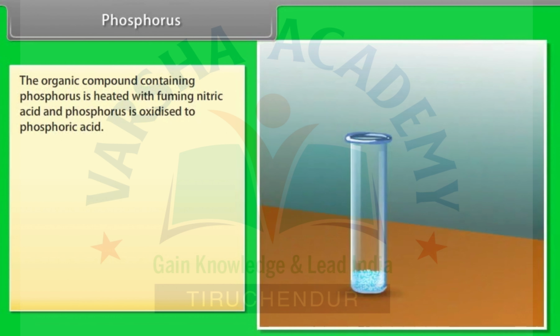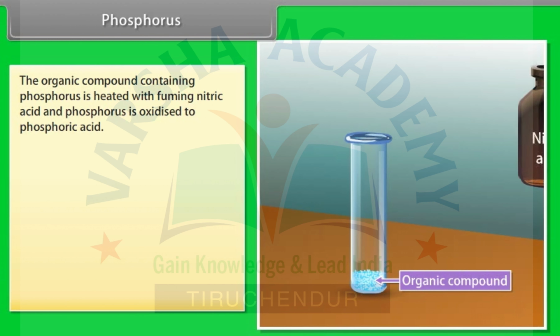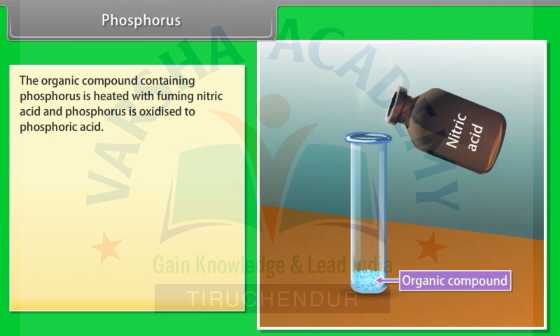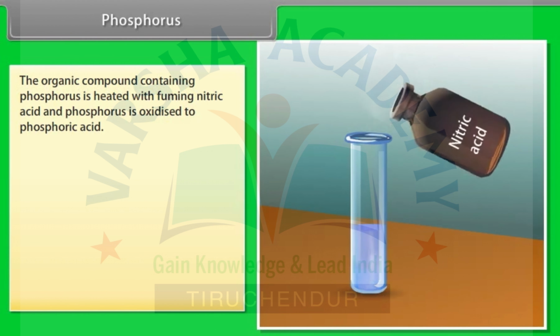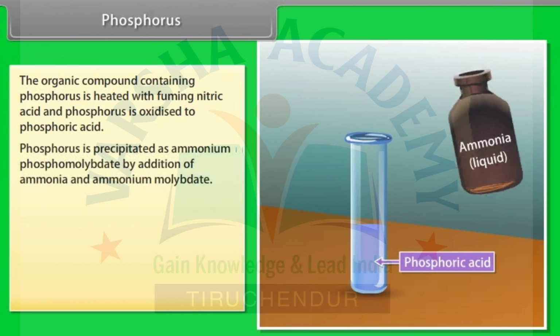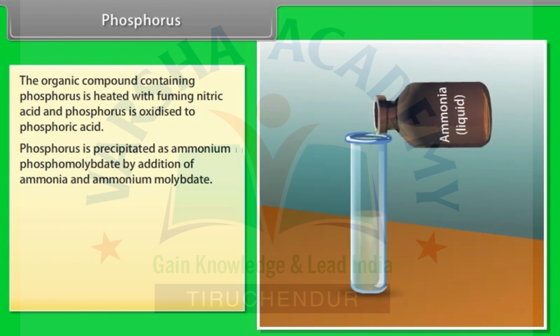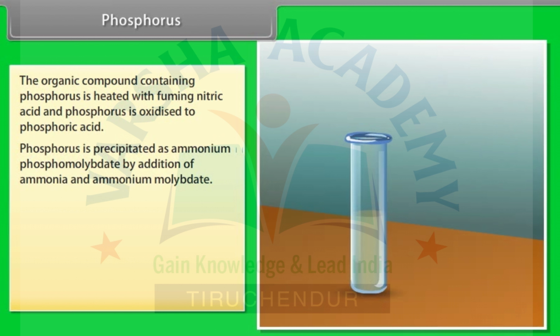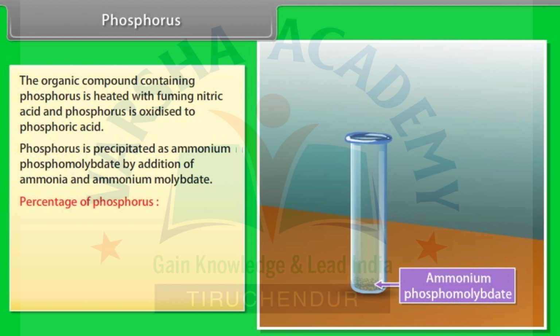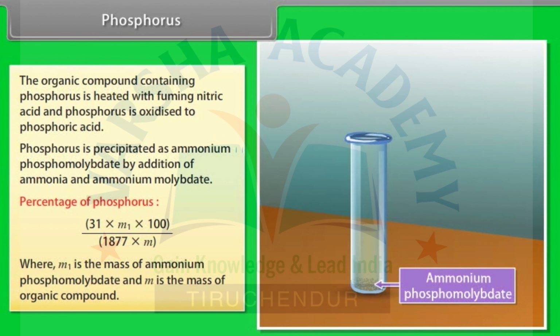Phosphorus. The organic compound containing phosphorus is heated with fuming nitric acid and phosphorus is oxidized to phosphoric acid. Phosphorus is precipitated as ammonium phosphomolybdate by addition of ammonia and ammonium molybdate. Percentage of phosphorus. 31 into M1 into 100 divided by 1877 into M, where M1 is the mass of ammonium phosphomolybdate and M is the mass of organic compound.